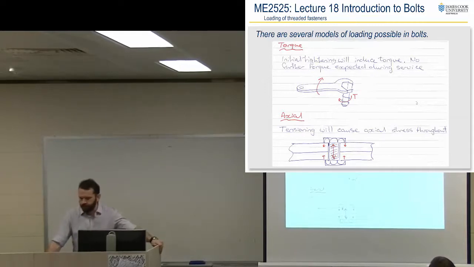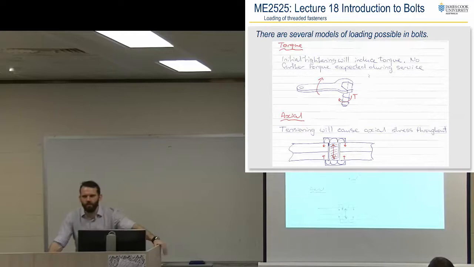All right, so what sort of loading is on a bolt? What's a major loading mechanism on a bolt normally? Yeah, shear's one. What else? Yeah, axial and shear are your major two, but there's a few others and I'll talk about that. So the first one, when you initially tighten up a bolt, you're going to have torque, yeah?